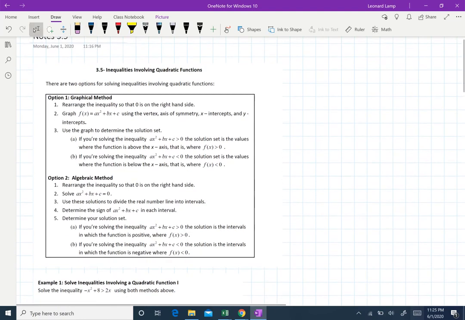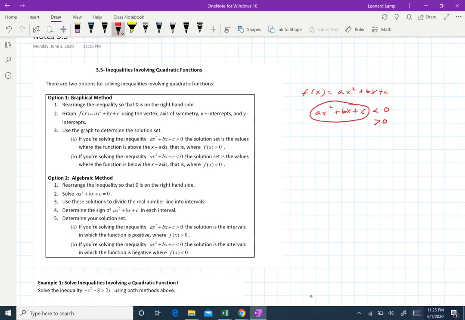But here's the idea. We're going to take a quadratic function, so f of x is equal to ax squared plus bx plus c. And we're either going to ask you questions like this: ax squared plus bx plus c, I want to know when that is less than 0, or I want to know when that thing is greater than 0. Essentially what that boils down to is I'm asking when the y values of this thing are negative, or when the y values of the parabola are positive.